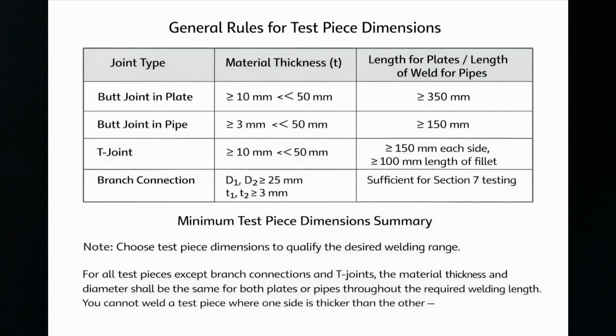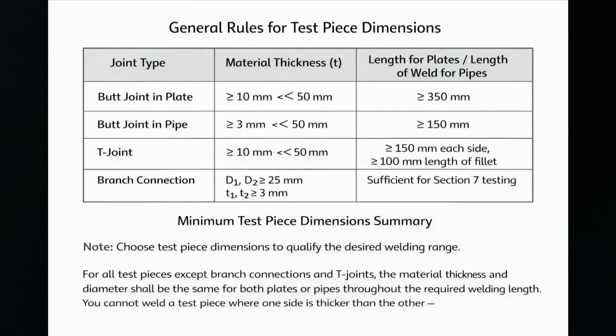You may prepare additional pieces or longer pieces than the minimum to allow for extra testing or retesting specimens. For all test pieces except branch connections and T-joints, the material thickness and diameter shall be the same for both plates or pipes throughout the required welding length. You cannot weld a test piece where one side is thicker than the other. That is covered under dissimilar thickness rules, which we will address when we get to ranges of qualification.